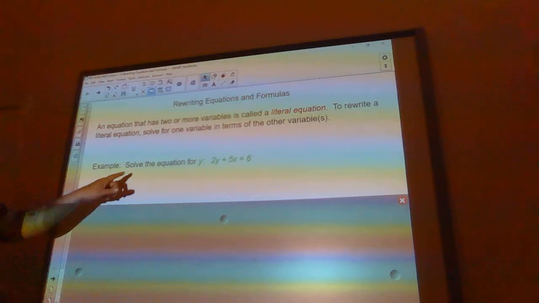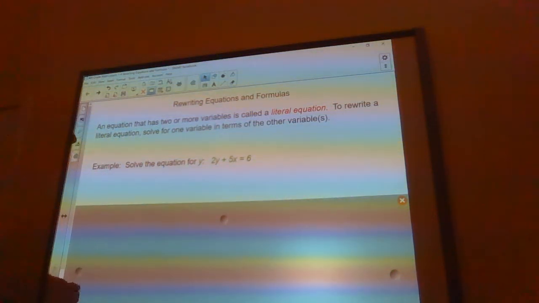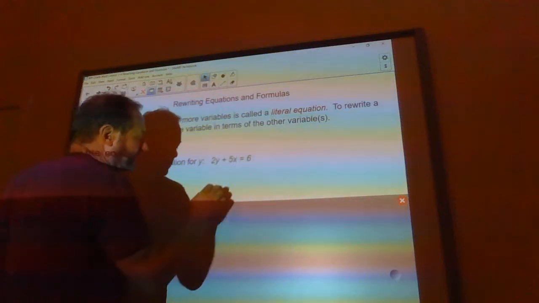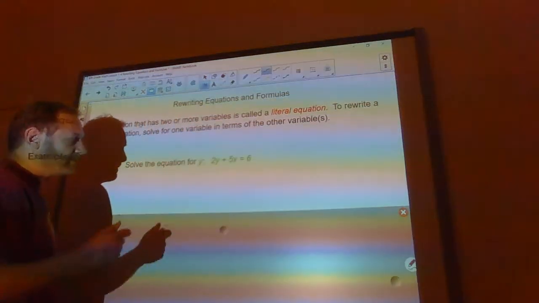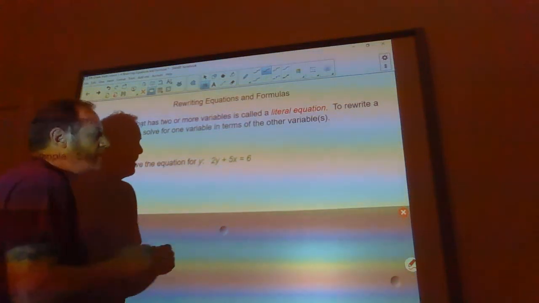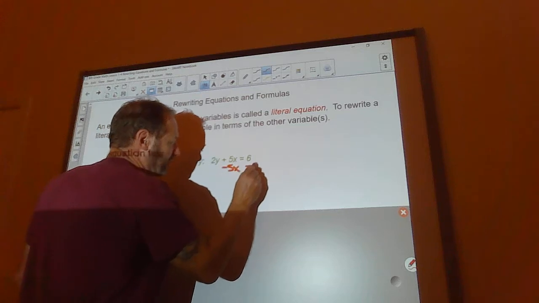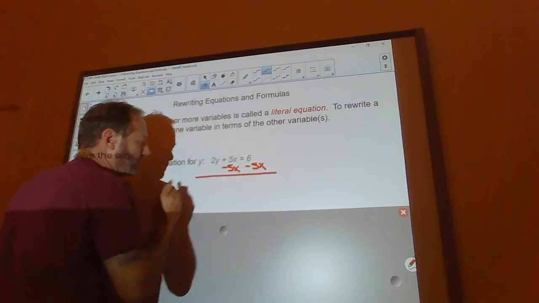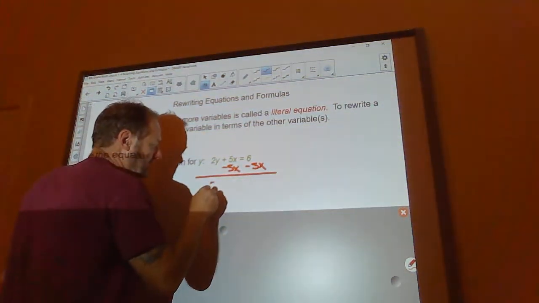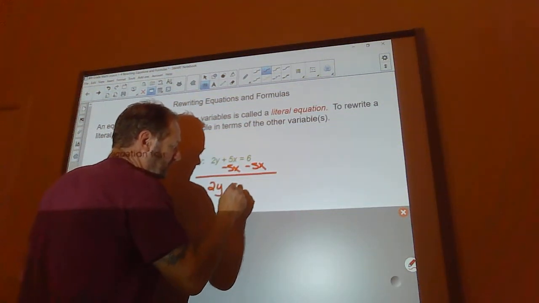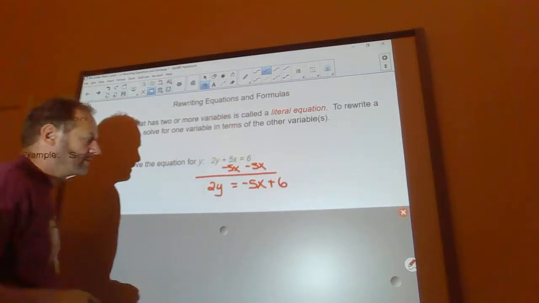So like if I look at this one, it says solve the equation for y, and it's 2y plus 5x equals 6. So I have two variables in this thing, and I want to solve for the y, which means I need to get y all by itself. So first thing I need to get rid of is these x's here. So I'm just going to subtract 5x from both sides, just like I would normally. And so I would get 2y equals negative 5x plus 6.